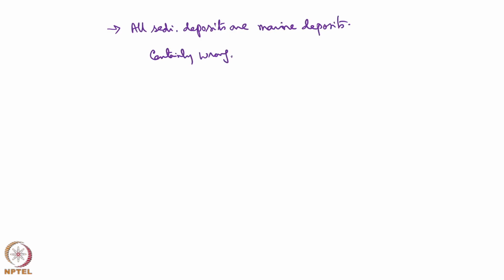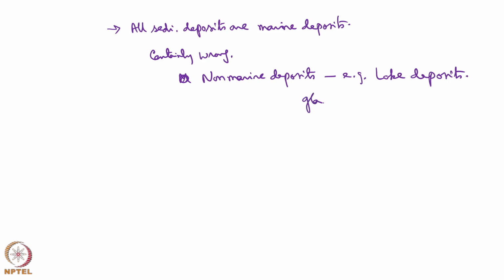As a corollary, as per the Neptunist view, all sedimentary deposits are marine deposits. Now, this is certainly wrong. We know there are many kinds of non-marine deposits. Examples can be lake deposition, and then there can be glacial deposits. This need not always be in the ocean. So, the entire gamut of non-marine deposits goes against the Neptunist view.